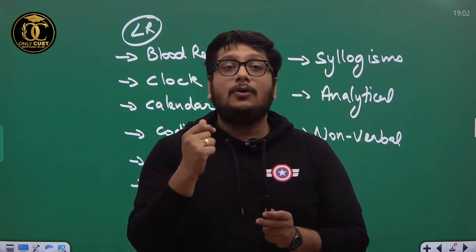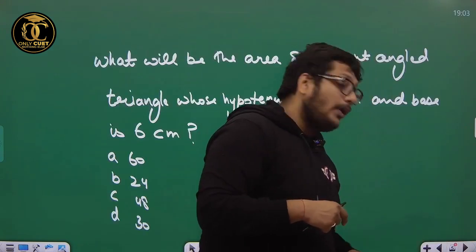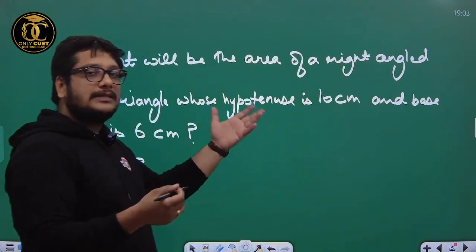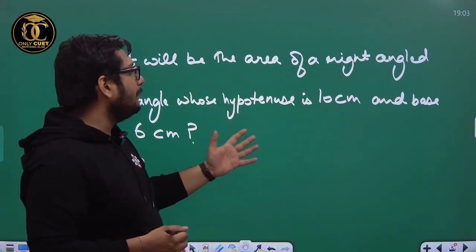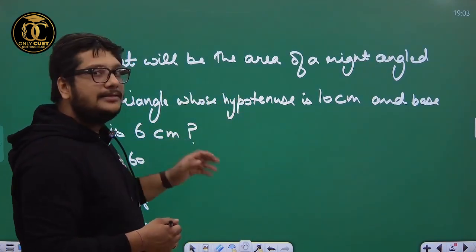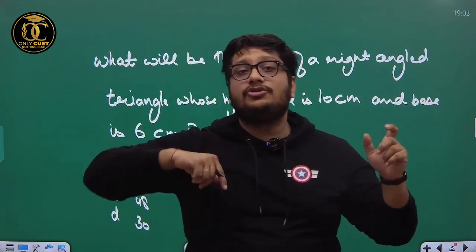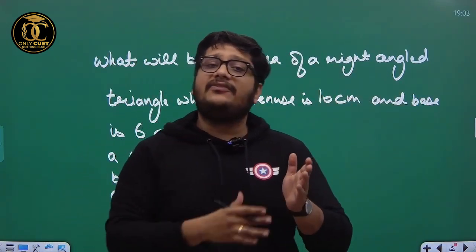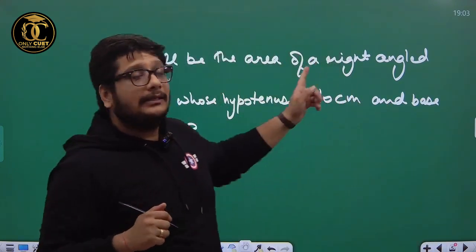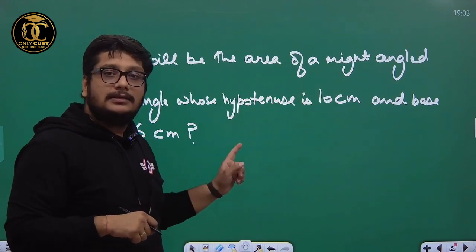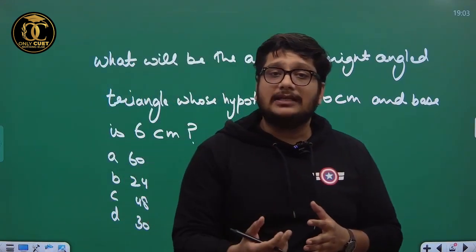Now, I'll show you 2 PYQs, which will give you a brief idea. Okay, these are the type of questions that are asked. So let us see. One question from quantitative aptitude that was asked last year is, what will be the area of a right angle triangle whose hypotenuse is 10 centimeter and base is 6 centimeter? Now, talking about the area of a right angle triangle, we should know that the area is half base into height. We don't know the height. Height we can find using Pythagoras, since we know the hypotenuse and the base. Correct? So this is the logic that we're going to be using.